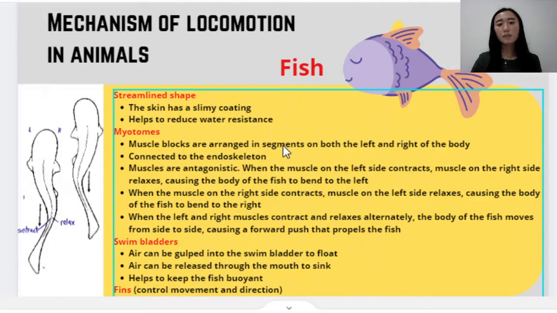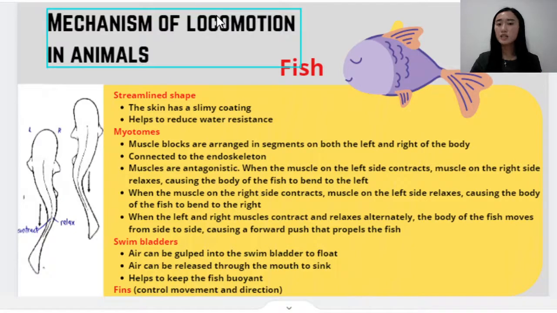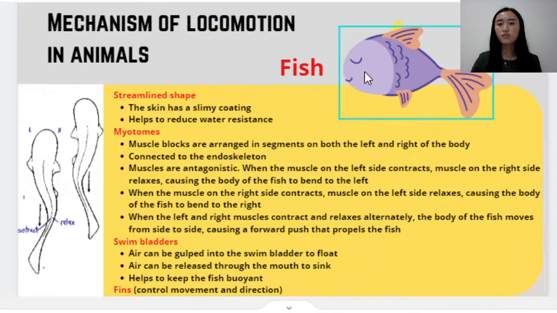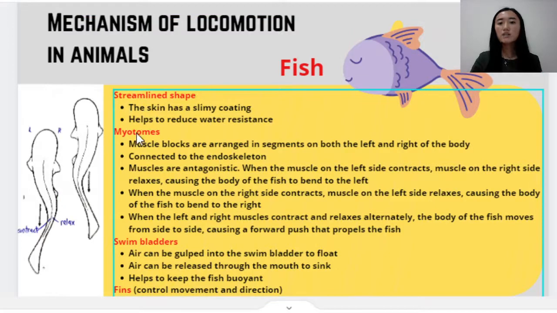Just now we looked at the mechanism of locomotion in humans, and now we look at animals. The first animal is fish. There are several structures in fish which are very important for locomotion. First is the streamline shaped body. Fish has skin which has a slimy coating which helps to reduce the water resistance.